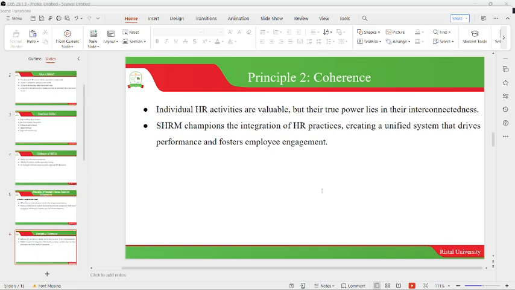The next one under principle number two is that strategic human resource management champions the integration of HR practices, creating a unified system that drives performance and fosters employee engagement. So it's all about unity. The first one we talk about is teamwork. Here now we're talking about unity.